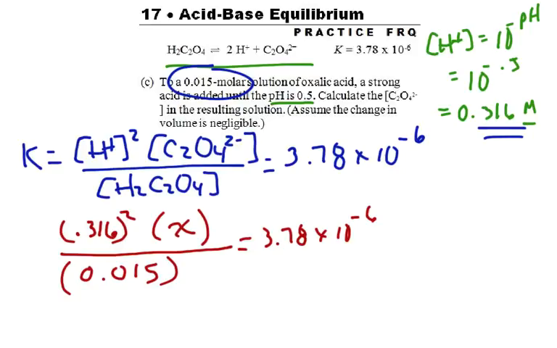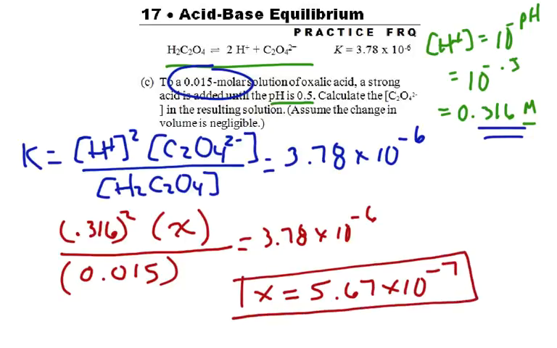And now this is an algebra problem, so I'm going to leave that for you to do. And we find out that when we're all done, X comes out to be 5.67 times 10 to the minus 7. And that is our oxalate ion concentration.